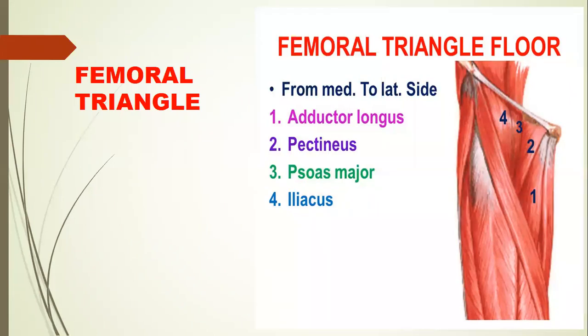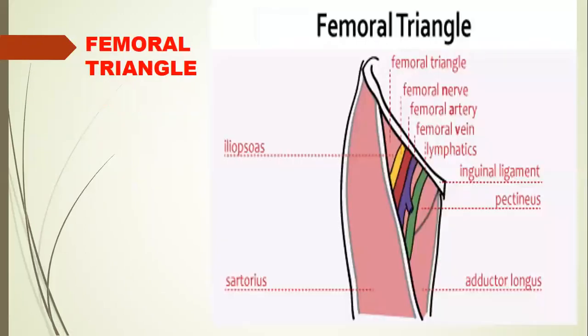Again, this is the femoral triangle, showing you the location of the muscles found in the femoral triangle from medial to lateral side. This time you can say that this one is the adductor longus, this one is the pectineus, this one is the psoas major, and this one is the iliacus. So whether you count the muscles from medial to lateral or lateral to medial, this is the arrangement of the muscles found in the floor of the femoral triangle.